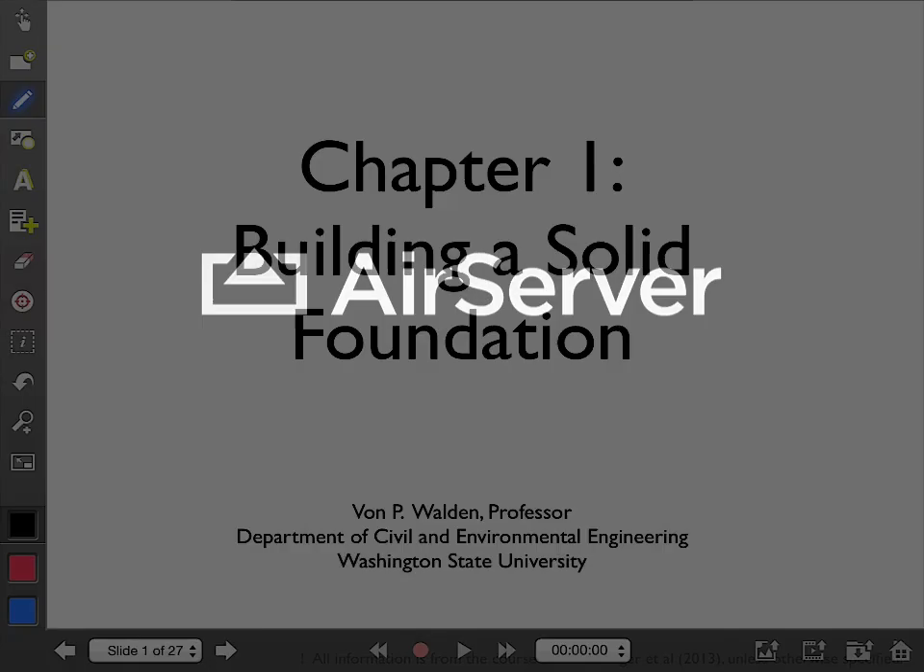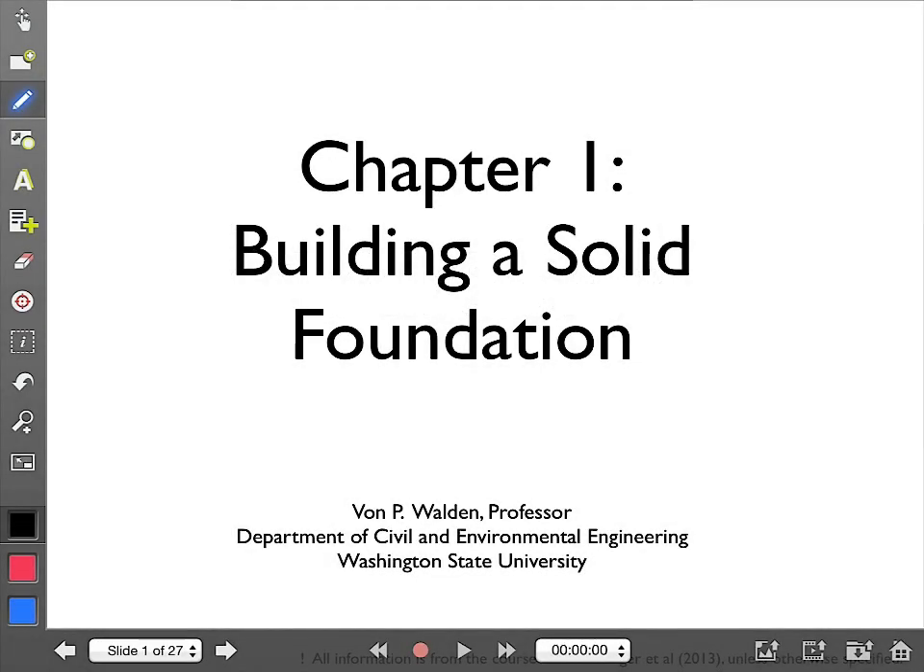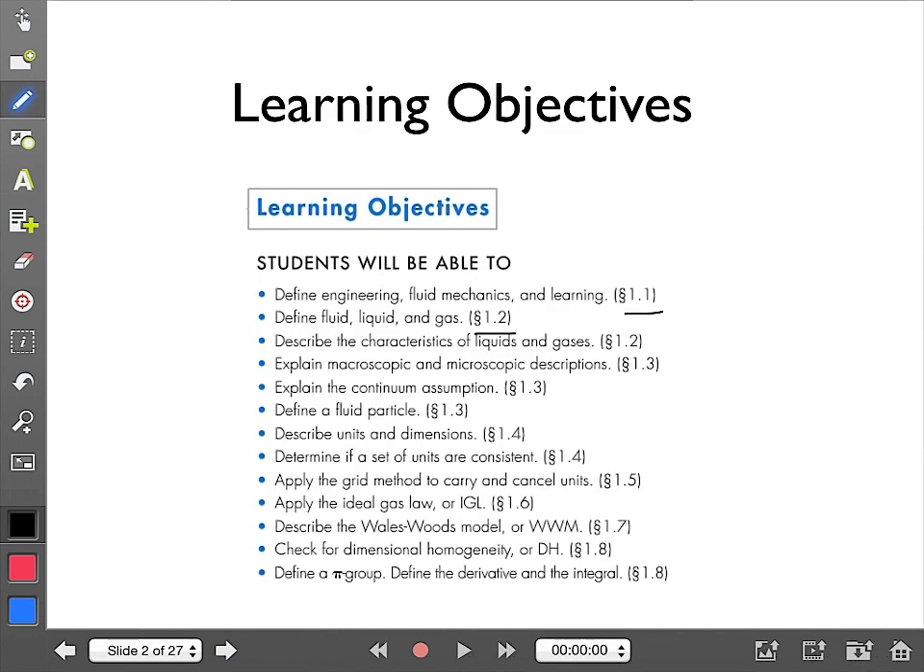Talk about Chapter 1, Building a Solid Foundation. I want to first start out by looking at the learning objectives for Chapter 1. We can see here that there's a list of these at the beginning of each chapter, and that there are these section numbers: Section 1.1, 1.2, and so forth.